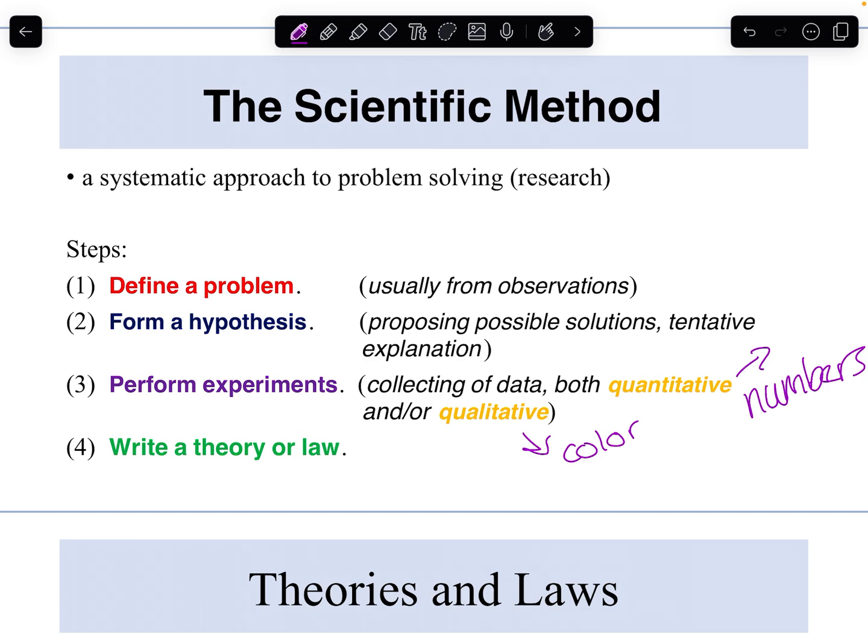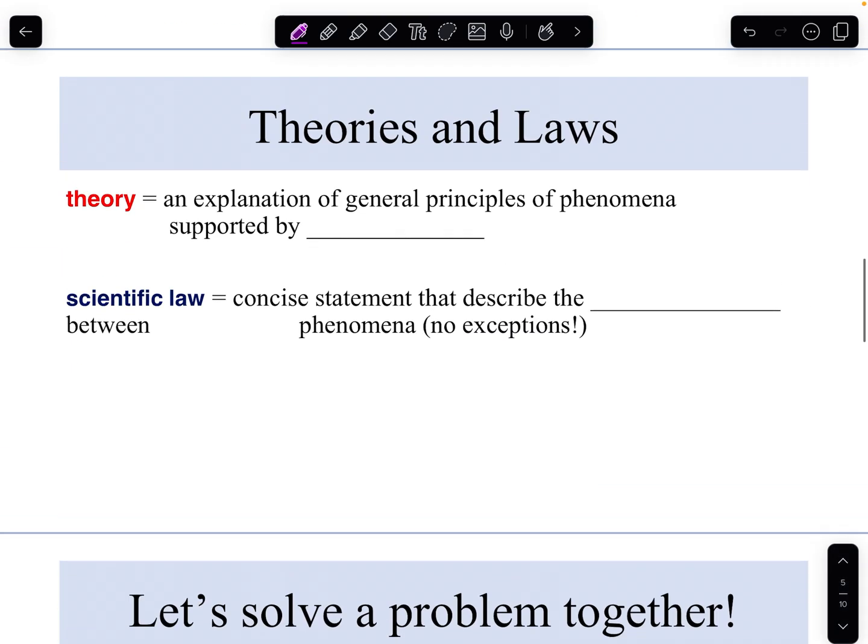So we're going to look at the difference between a theory and a law. A theory is an explanation of general principles of phenomena supported by facts. We always want to use facts to create a theory. Also, a scientific law is a concise statement that describes the relationship between phenomena. There's a large space there, please ignore that. Okay, so we're looking at theory versus law.